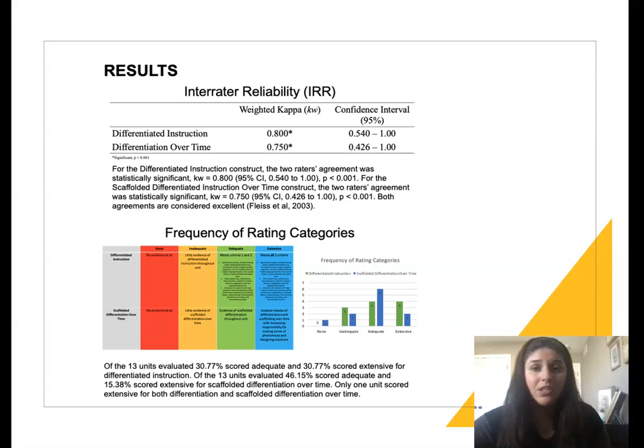Frequency of the rating categories for both constructs is displayed in the bar graph. The multicolored table provides the definitions of each rating category the graduate students used to evaluate the text set units. Of the 13 units evaluated, 30.77% scored adequate and 30.77% scored extensive for differentiated instruction. Of the 13 units evaluated, 46.15% scored adequate and 15.38% scored extensive for scaffolded differentiation over time. Only 1 unit scored extensive for both differentiation and scaffolded differentiation over time.